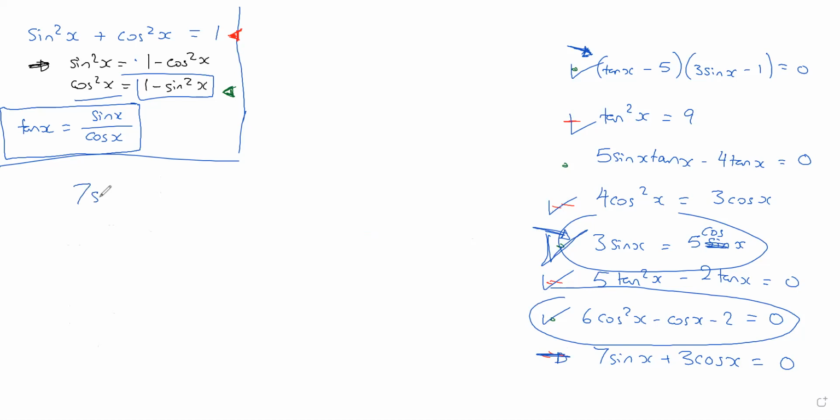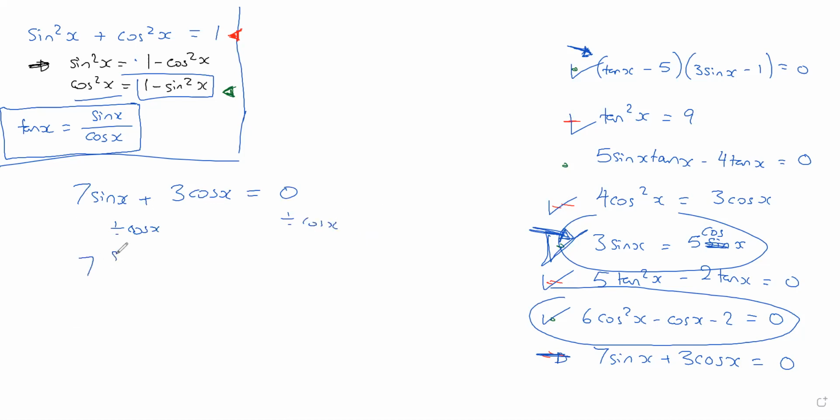So we've got 7 sine x plus 3 cos x equals 0. Now this one actually catches a lot of people out, even when they see that and it makes sense. But really, if I move that to the other side, I've got minus 3 cos x. So as soon as you see sine and cos and no squares, just divide both sides by cos x. Okay, divide by cos x.